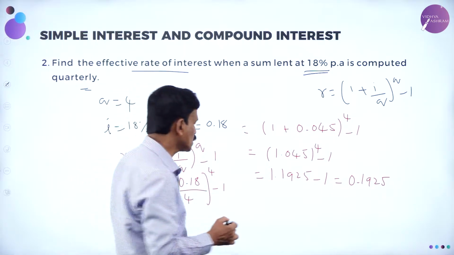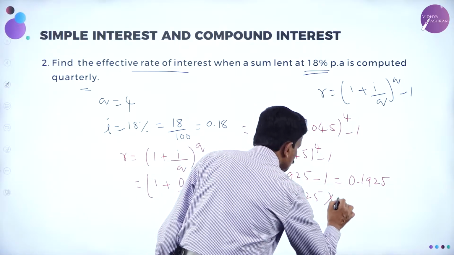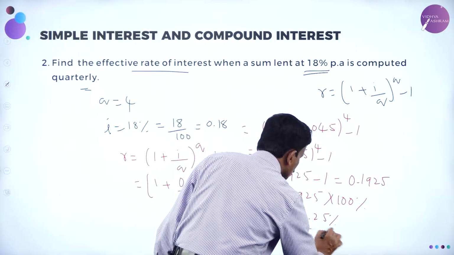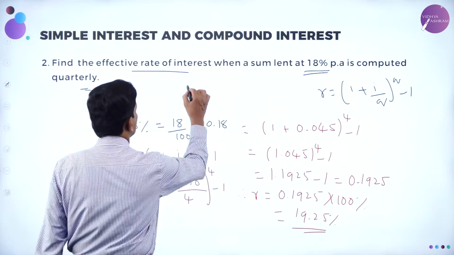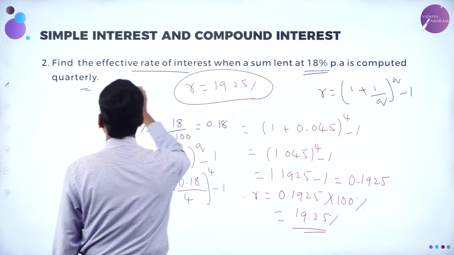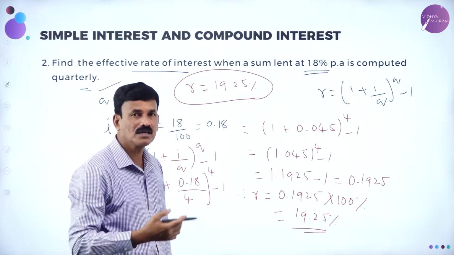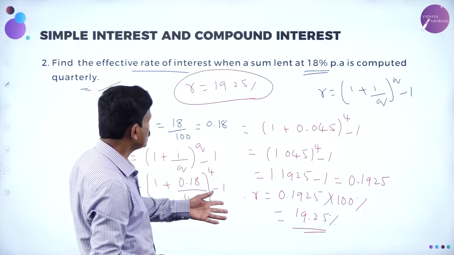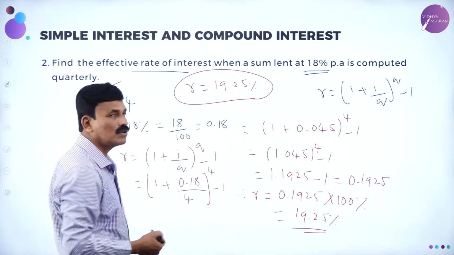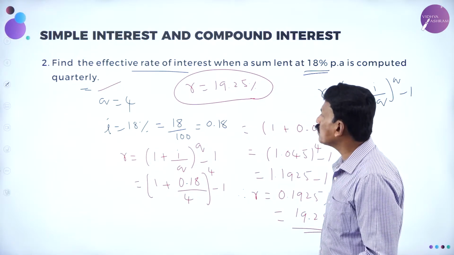To convert this into percentage, R is equal to 0.1925 into 100%, which is 19.25%. So the effective rate of interest is 19.25% quarterly. The effective rate of interest can be calculated quarterly, half yearly or yearly. Therefore, in this case, the effective rate of interest for 18% per annum compounded quarterly is 19.25%. Hope you followed. Now let us move on to the same type of problem.